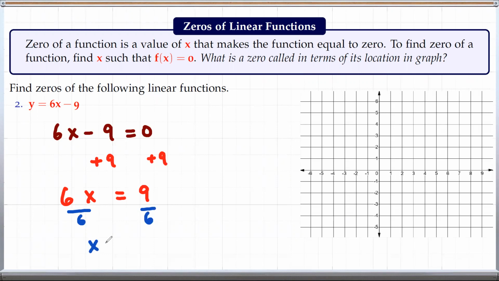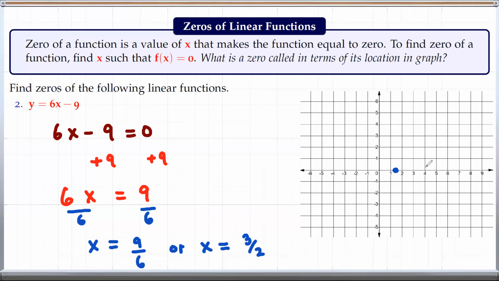That means x equals 9 by 6. And we can simplify this 9 by 6. So we get x equals, if you divide top and bottom by 3, we get 3 by 2. So this is the zero of this particular function. So 3 by 2, 1.5 is somewhere over here, 3/2. So the graph must go through that point.